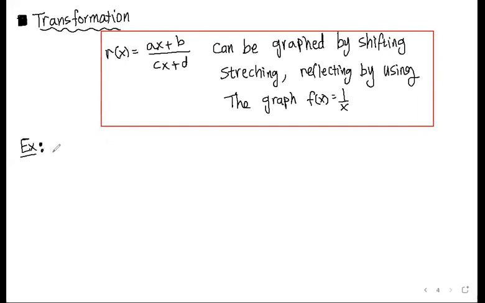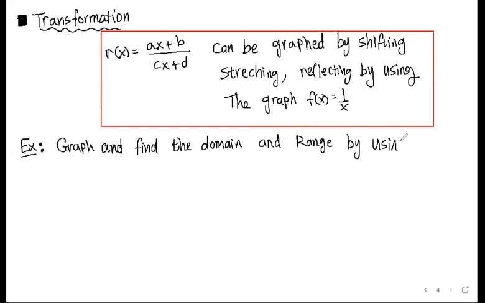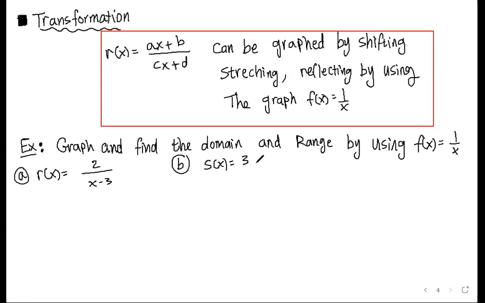Example: graph a graph and find the domain and range by using f of x equal 1 over x. (a) A function r of x equal 2 over x minus 3. (b) s of x equal 3x plus 5 over x plus 2.